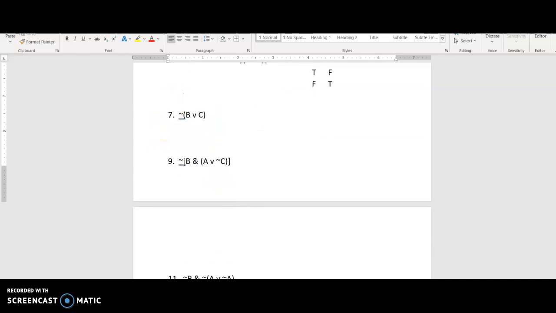Okay, so number 7. We're told again that B is false and C is true. And so false disjunction true comes out true. So the sentence inside of parentheses is true. But then, of course, the main operator is the only operator outside of parentheses, the negation. And if you negate a true sentence, then you get a false sentence. So the answer to number 7 is false.